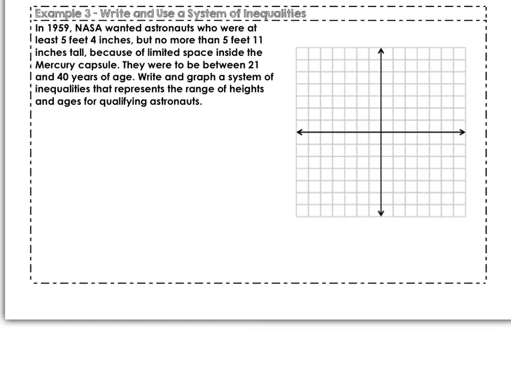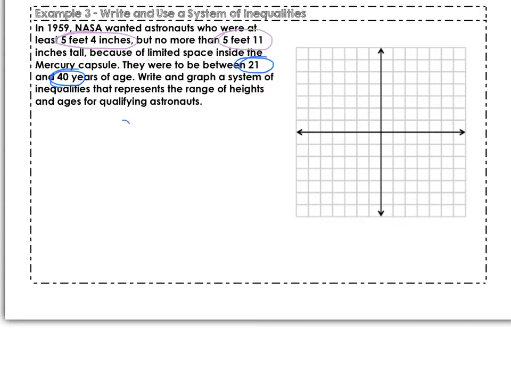All right, we're now looking at example 3, which is a real-world problem with a system of inequalities. As I've said before, I find it very helpful whenever I'm reading the information in the problem to circle it and set it aside, okay? All right, so NASA has these astronauts who need to be at least 5'4", but they can be no more than 5'11". So that's kind of like a height restriction due to the limited space inside those capsules. The other piece of information I'm given is that their ages are between 21 and 40. We're going to create a system and then we're going to graph it.